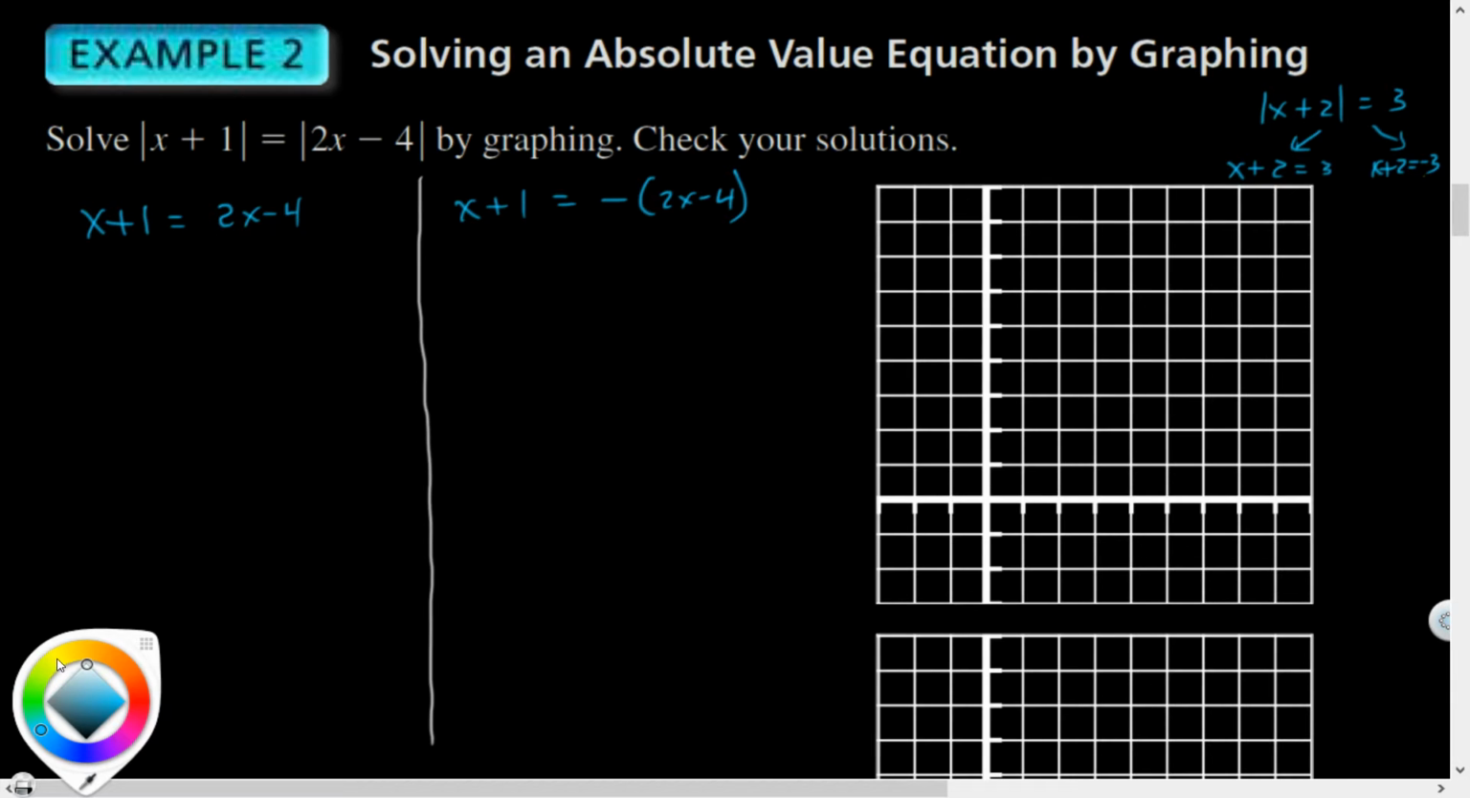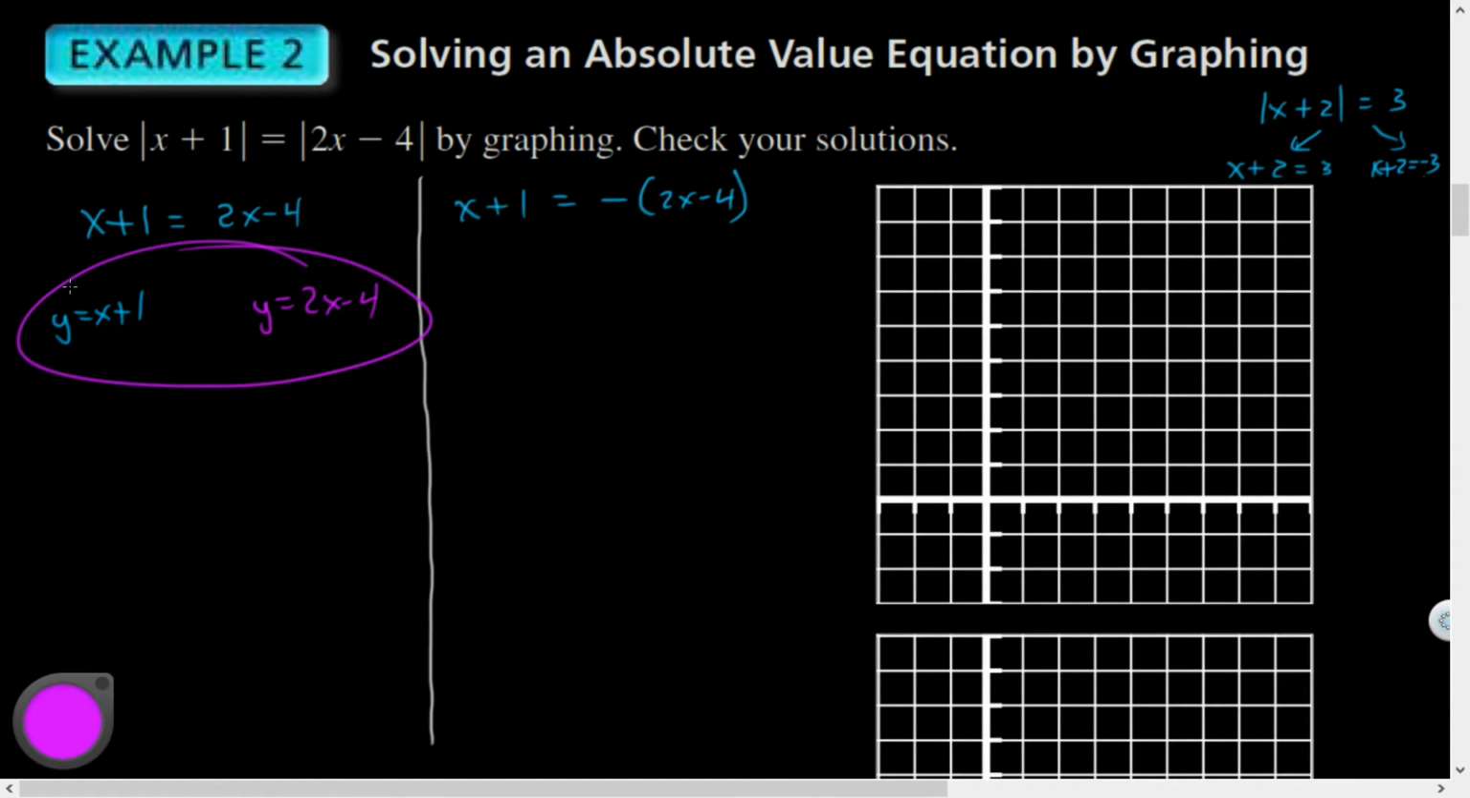Let's see. I'm going to write multiple equations for this. So this one I'm going to either have y equals x plus 1 or y equals 2x minus 4. I'm going to graph both of these lines and find their intersection, and that will result in one of my solutions that makes this true.